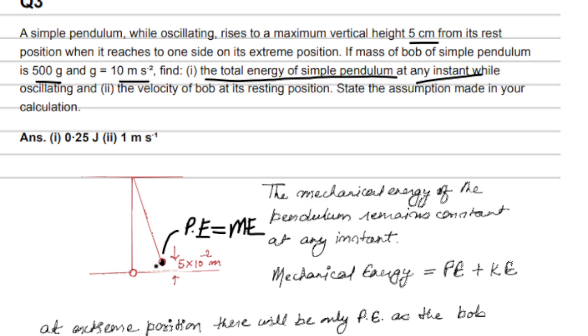So if we are able to calculate the potential energy here, it means we are able to calculate the mechanical energy also. Similarly, if we know the kinetic energy at the rest position, this will come down, and at this point the potential energy will be completely converted into kinetic energy. At this moment, this kinetic energy, because potential energy is zero here, will be equal to the mechanical energy. Okay, what about in between? In between, there will be part potential energy, part kinetic energy. Anyway, they are asking for the total energy of the simple pendulum, so that will be just the potential energy at the extreme.